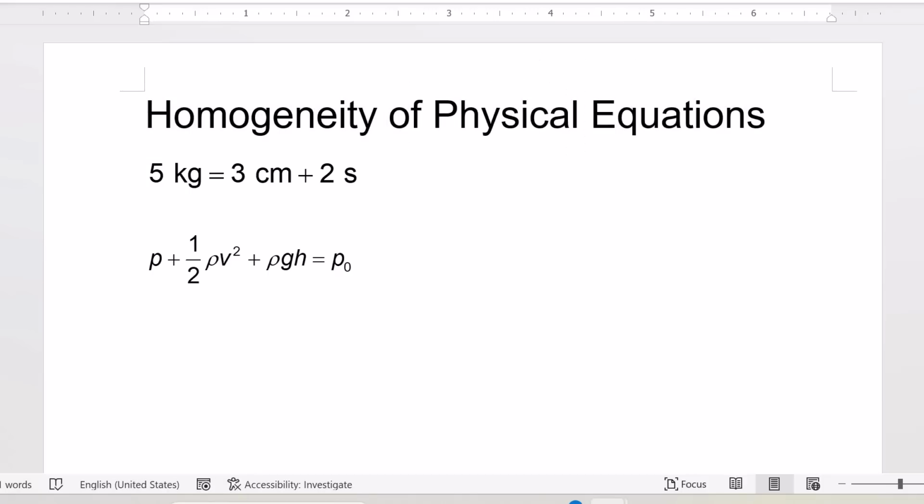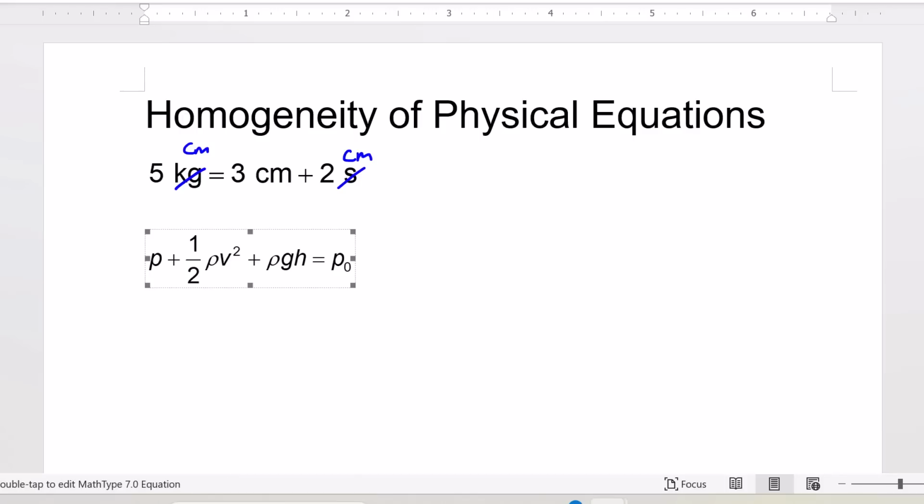When you want to add two quantities together, the two quantities better have the same unit, like 3 cm plus 2 cm. When you say that two things are equal, they better have the same unit. Maybe like 5 cm is equal to 3 cm plus 2 cm. So how can we make use of this concept?